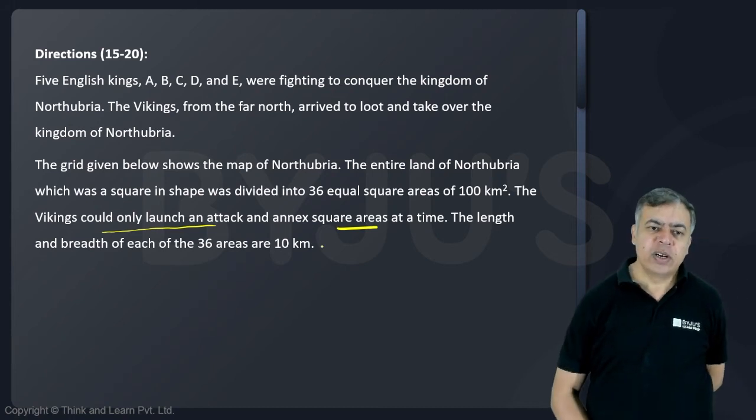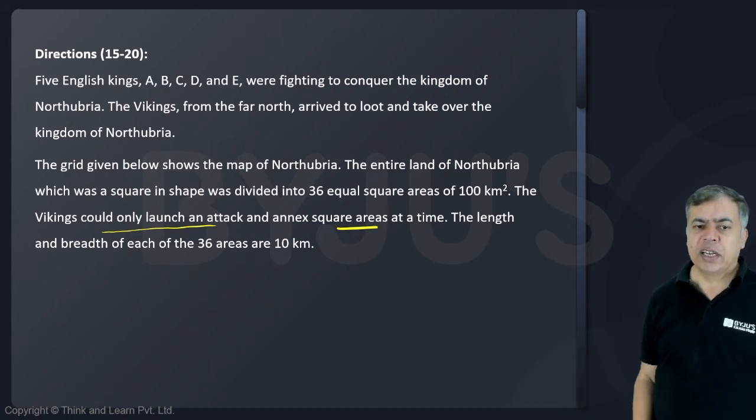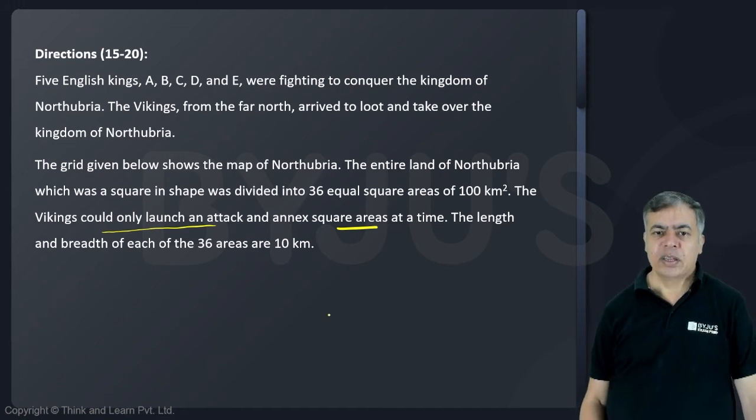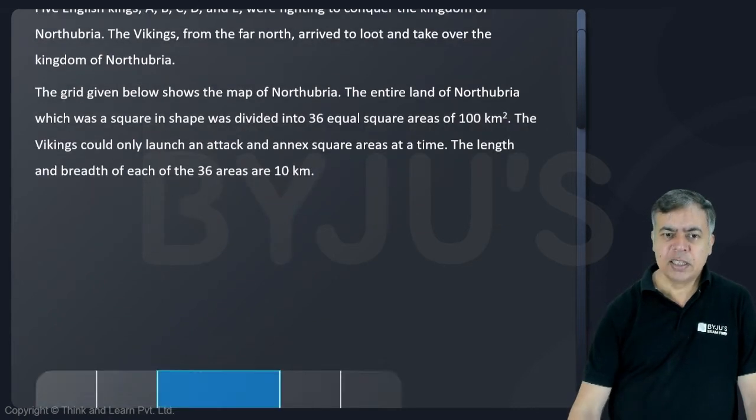The length and width of each of the 36 areas are 10 kilometers. Okay, so that's why the area of the square is 100, because the length and width are 10 by 10. So area will be 100, so total area should be 3600, right? 36 squares. Okay, let's see the map.